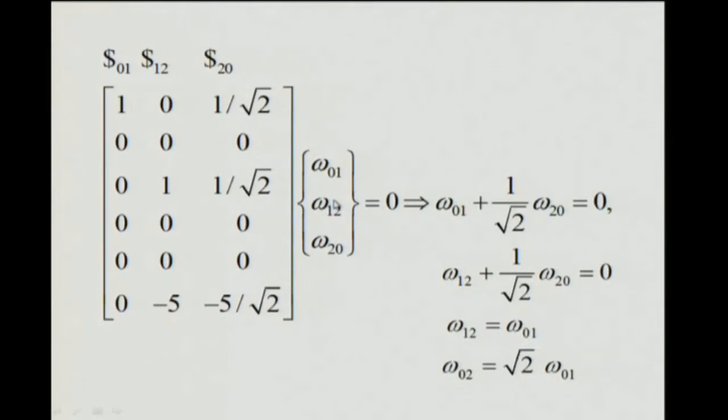So, that is exactly what happens here. Once from this set of equations you work it, you can easily get essentially omega 0 1 plus 1 upon root 2 omega 2 0 is equal to 0. So, omega 1 2 is omega 0 1, omega 0 2 is square root of 2 omega 0 1. And then you have solved for everything, okay.